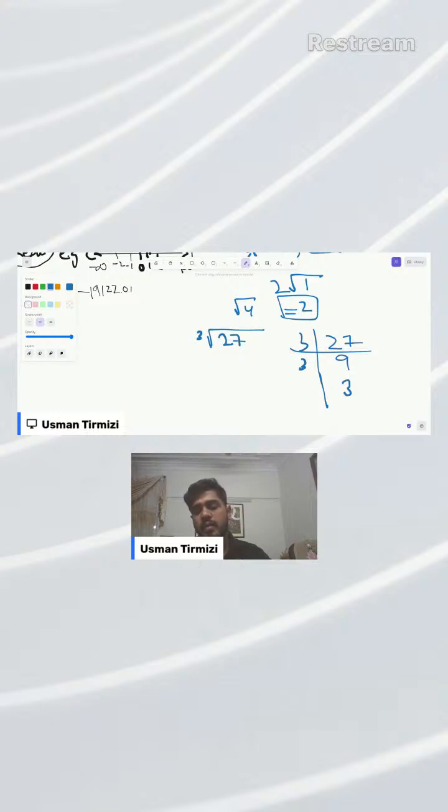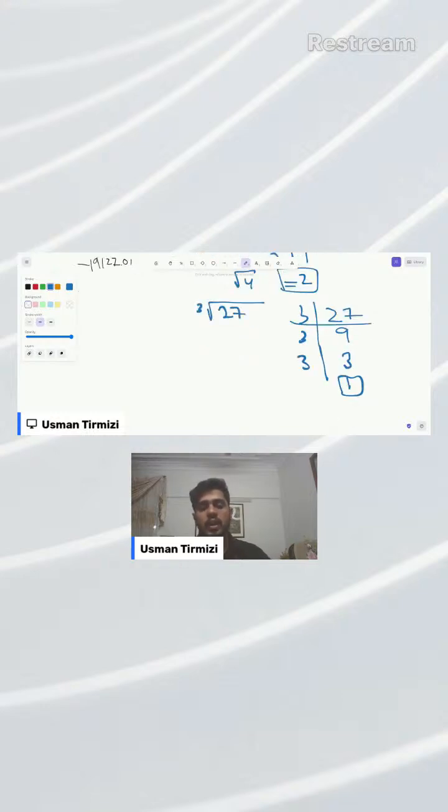And now can 3 be divided by 2? No, it can't be. Can 3 be divided by 3? Yes, we get 1. So when did I say we stop? We stop when we get 1 over here. All right, let me just quickly write these down. Okay, so we get 3 times 3 times 3. So these are the multiples, and what we need to find out is the cube root. This is called a cube root.